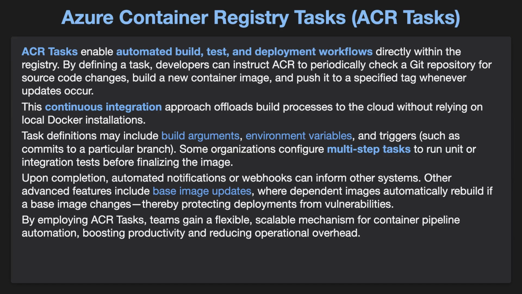Task definitions may include build arguments, environment variables, and triggers, such as commits to a particular branch. Some organizations configure multi-step tasks to run unit or integration tests before finalizing the image. On completion, automated notifications or webhooks can inform other systems. Other advanced features include base image updates, where dependent images automatically rebuild if a base image changes, protecting deployments from vulnerabilities. By employing ACR tasks, teams gain a flexible, scalable mechanism for container pipeline automation, boosting productivity and reducing operational overhead.